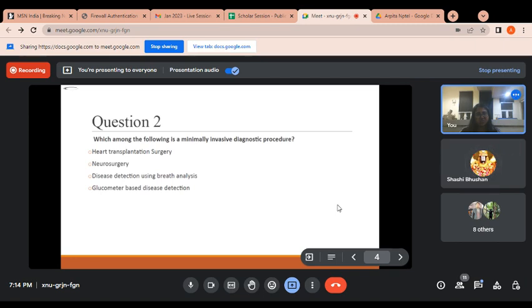Which one, madam? Option 1, heart transplantation surgery, which procedure is it? It is major invasive. It involves major sectioning, madam. Okay, so it is an invasive or non-invasive process? Yes, it is invasive only. Okay, and for the neurosurgery?